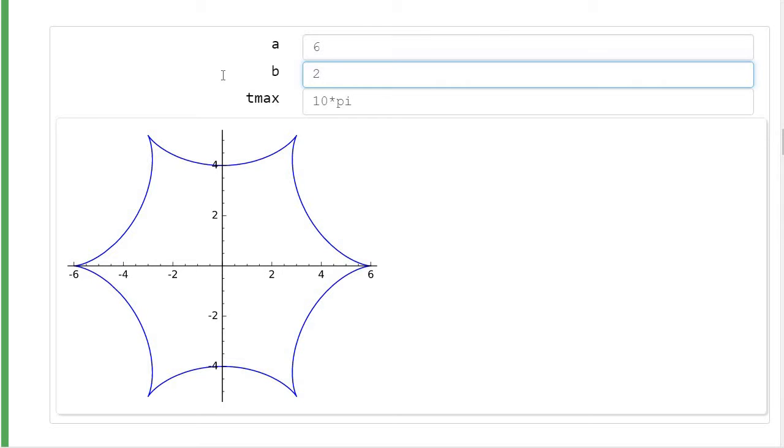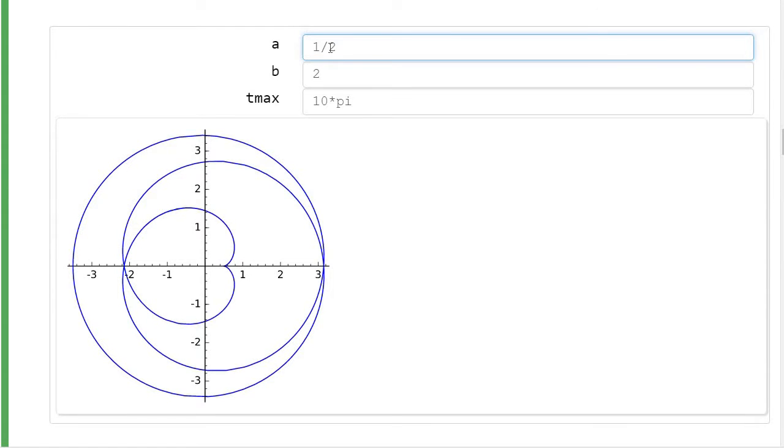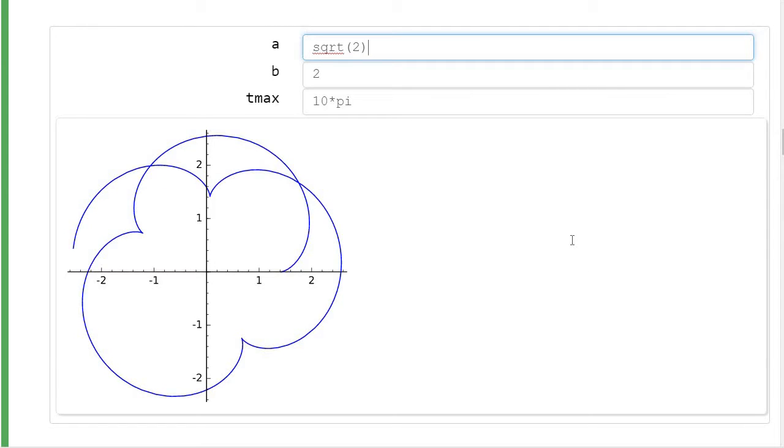Let's change this b back to 2, and I'm going to put a at a half now. And we get a very different kind of shape, sort of this circle within a circle. This thing is almost like a little heart-looking thing. So you can play around with different things there. Now let me finally do an irrational number. I'll put the square root of 2 in there, and it starts here, and it starts tracing around, bouncing around, and I haven't gone far enough. I'm going to have to increase this. I'll go ahead and put it at 100 pi.